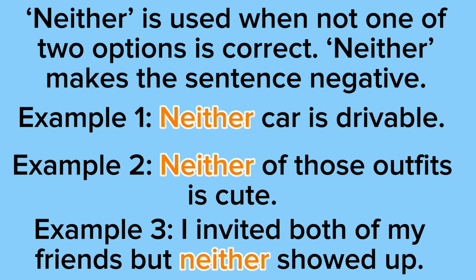Example 3 says I invited both of my friends, but neither showed up. And remember, the subject and the verb have to agree with each other. We wouldn't say neither show up or neither shows up. We would say neither showed up because we're talking in past tense. So this sentence means friend A was invited and didn't show up, and friend B was invited and didn't show up. So neither friend showed up.